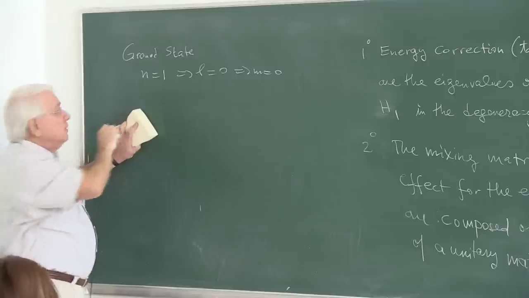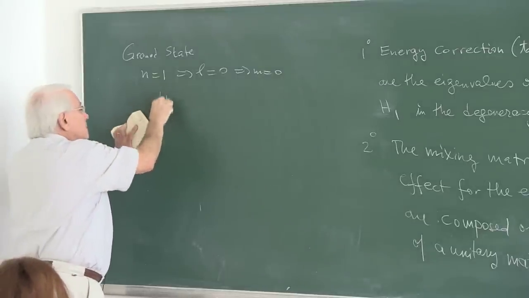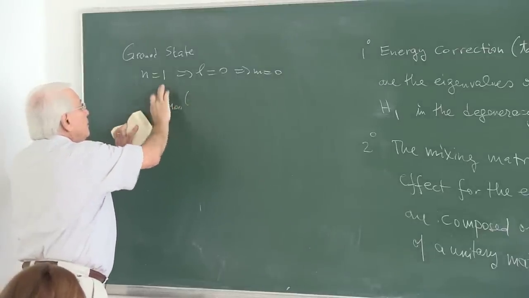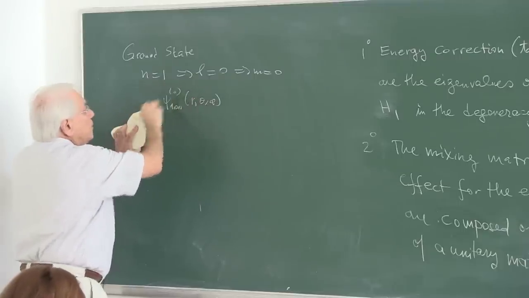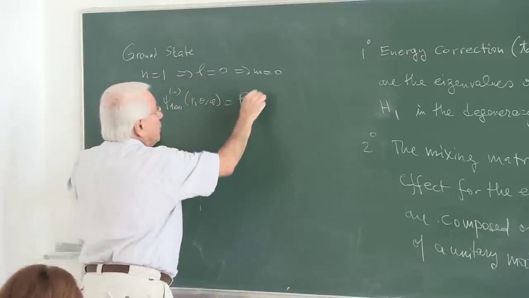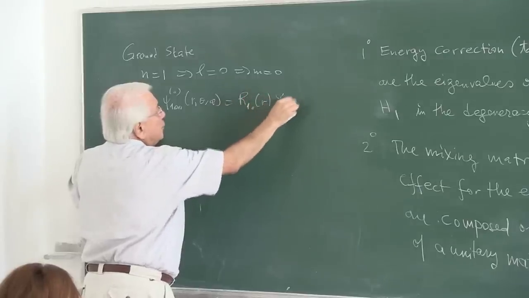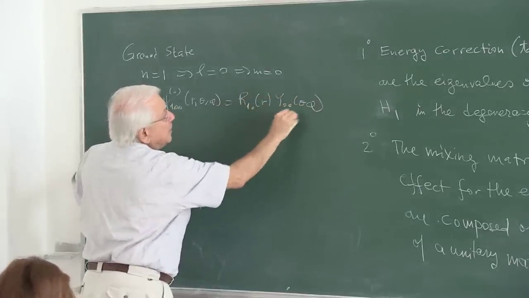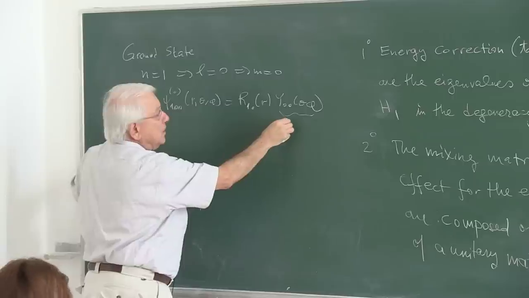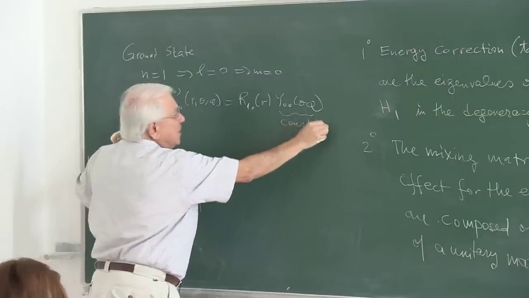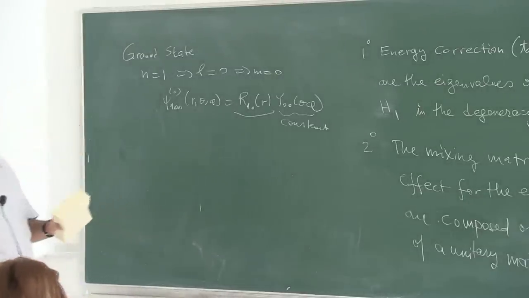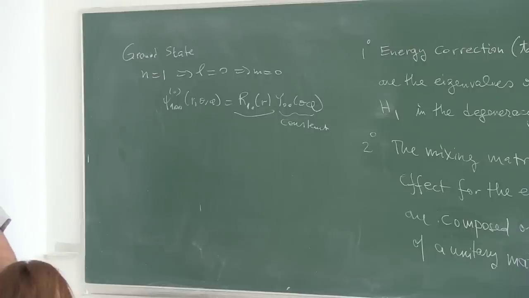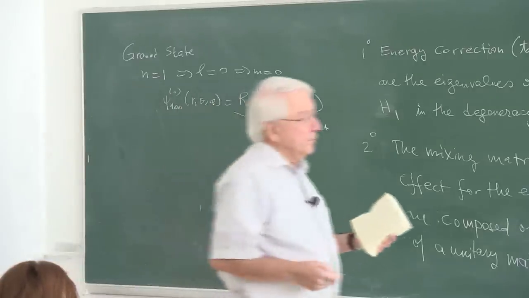So what is the ground state eigenstate? Psi 1, 0, 0 of r, theta, phi. That is R 1 0 of r and Y 0 0 of theta, phi. That's a constant obviously, right? Remembering the properties of the spherical harmonics, that's a constant. So the ground state is just a simple function of r. As a matter of fact, it's e to the minus r over a0, the Bohr radius, right? So we sort of have a feeling about it.